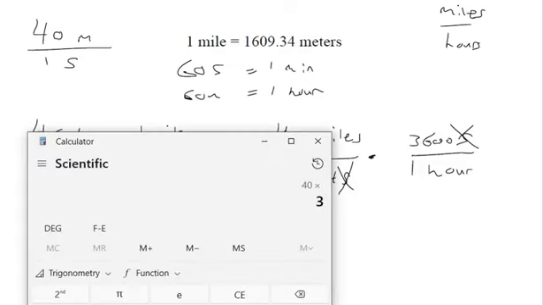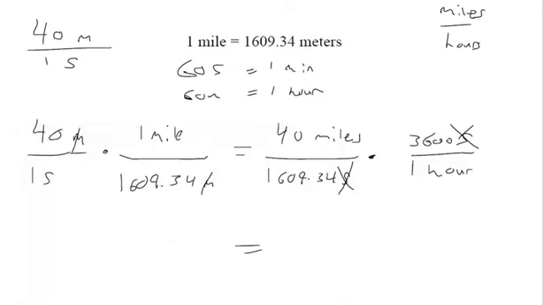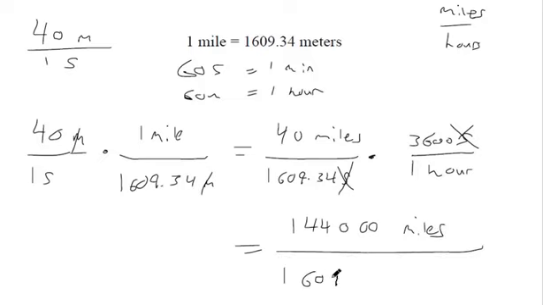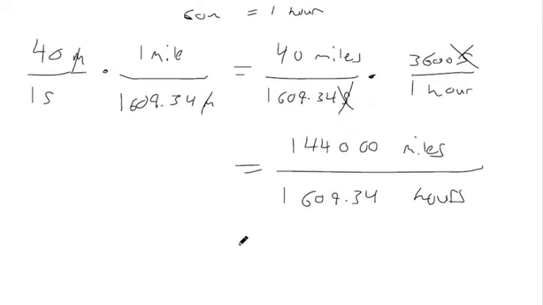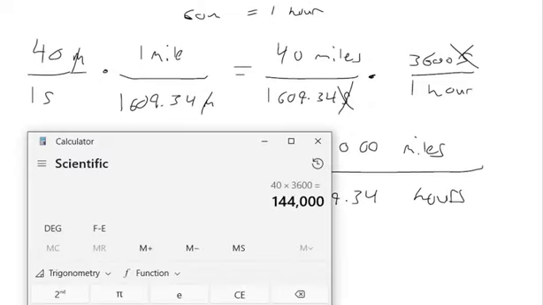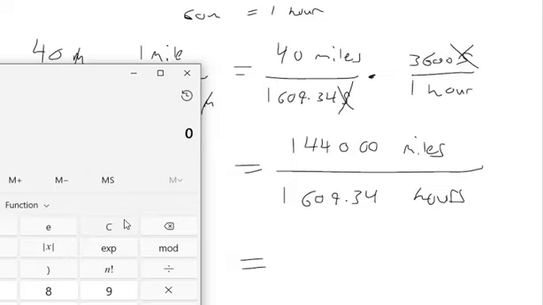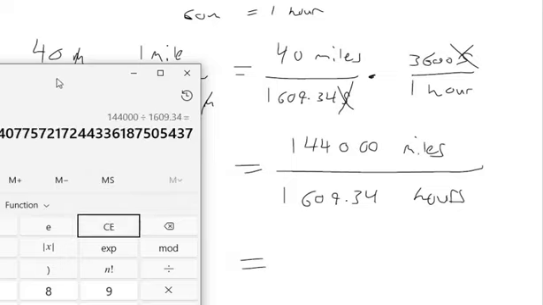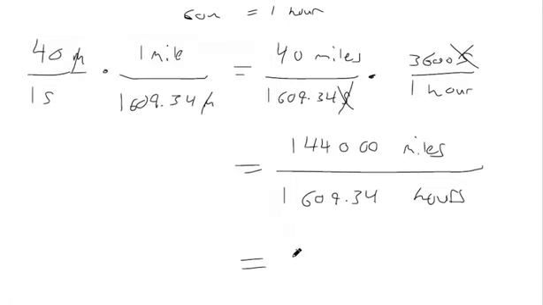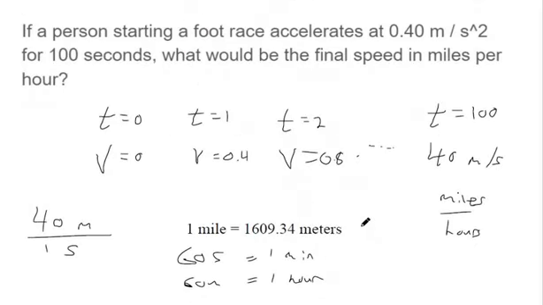We got 40 times 3,600. That's 144,000 miles for 1,609.34 hours. And I think you can see where we're going with this, right? There's no way they could have been accelerating by 0.4 meters per second squared. So that's 89 miles an hour roughly, 89 or 90 miles an hour. Obviously people can't run that fast.